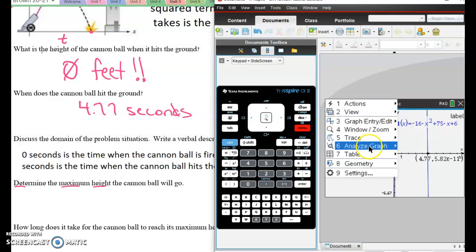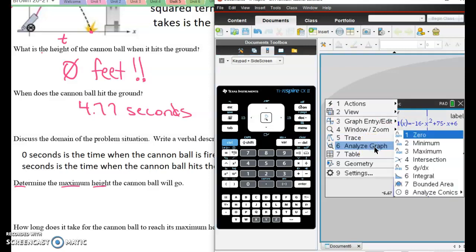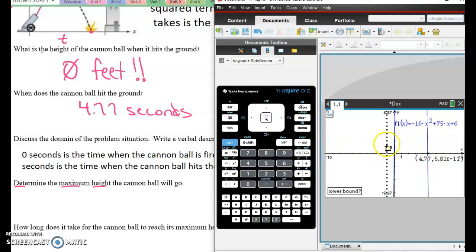So we're going to hit menu. We're going to hit analyze graph. Let's see, and we're looking for the maximum height. Do you see a word there that says maximum? That's the one I would use. Maximum. Okay, so when you're looking for the maximum, what you're looking for is the very top part of that graph. So you have to include the entire part. So you want to click on the left, you want to go all the way across the entire graph so it takes into account that maximum.